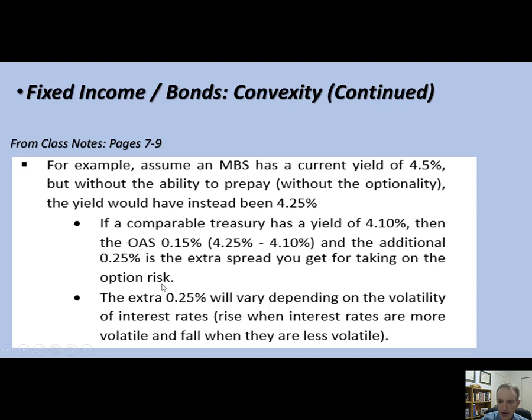That extra 25 basis points that you're getting is going to fluctuate depending on the volatility of interest rates. When interest rates are really volatile, that 25 basis points will rise dramatically. When interest rates are very stable, that 25 basis points will fall dramatically. So 25 is the average over time. The OAS, option adjusted spread, is paying you for credit risk, and the 25 basis points is paying you for allowing the borrower to pay early. So that's really key in understanding these bonds. Let that sink in.